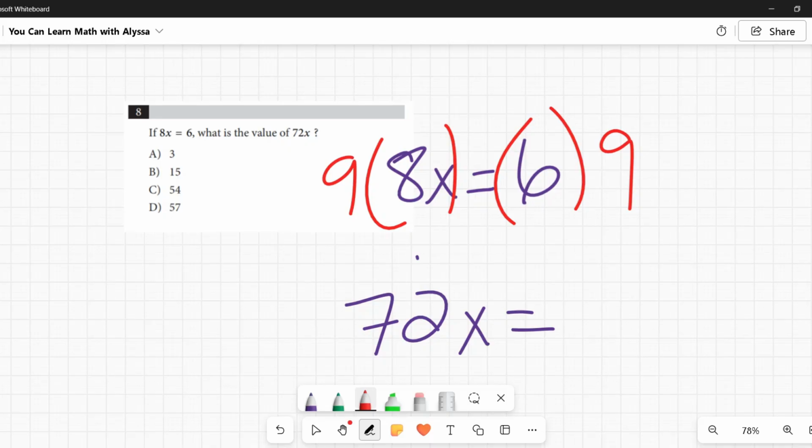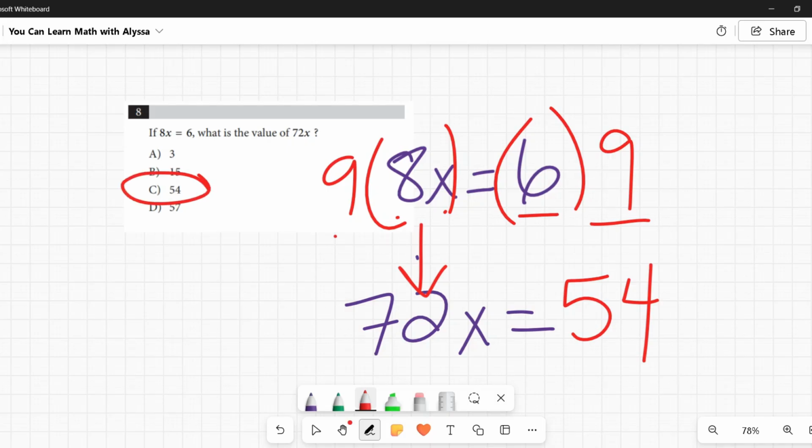So on the left, we would have 9 times 8x equals 72x. Well, what about on the right side? 6 times 9 is 54. 72x is 54. So either way we do it, we're going to get to that same answer, C, 54.